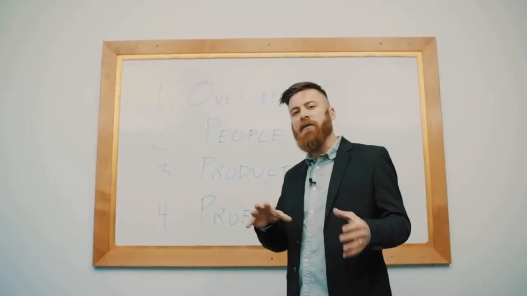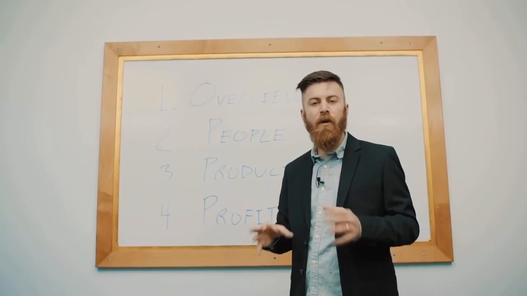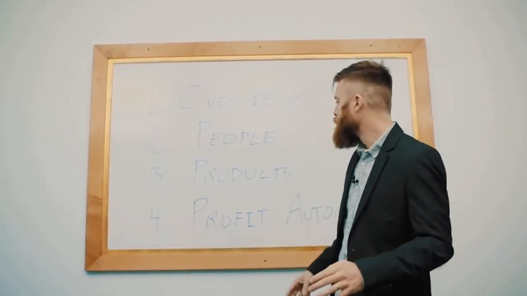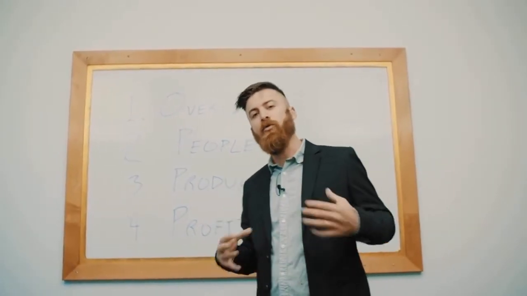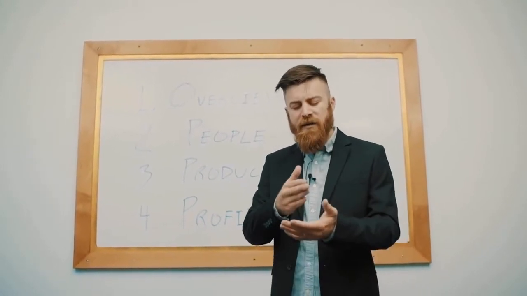In video 3, I'm going to go over products. How do you find the products to sell? What products do you sell? What products do you recommend to people to buy? And in day 4, you're not going to want to miss day 4, I'm going to go over profit automation. How to automate your business so you can basically live your lifestyle the way you want to. You can have your business support your lifestyle.